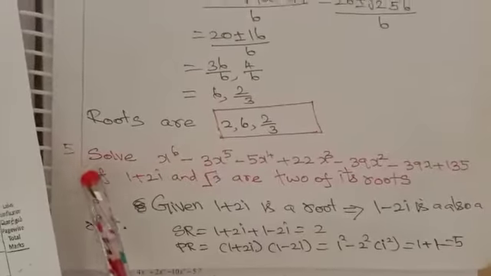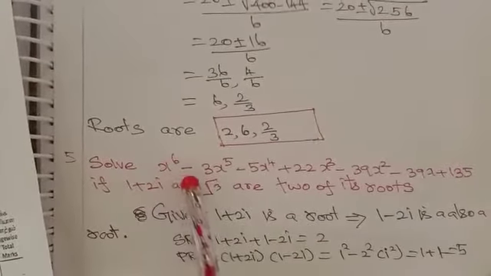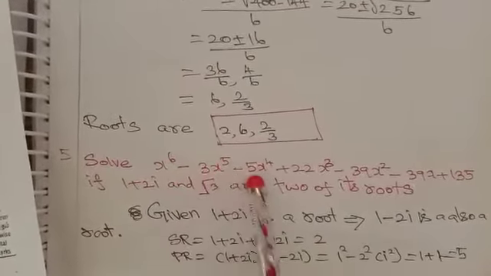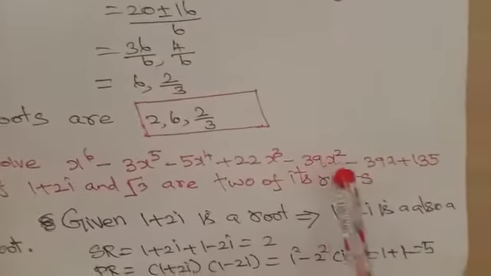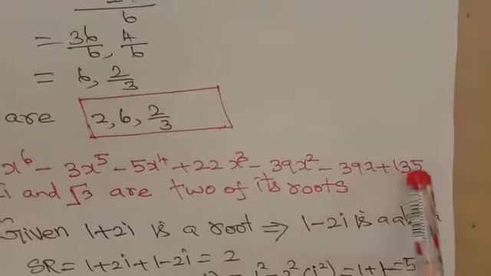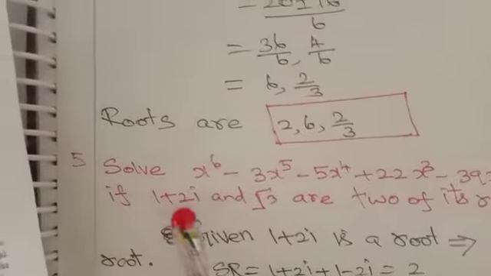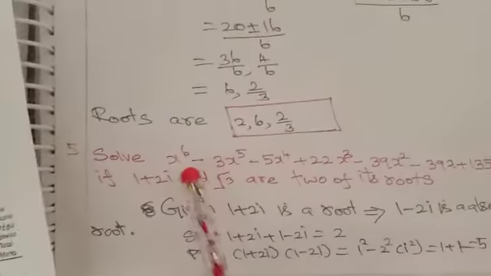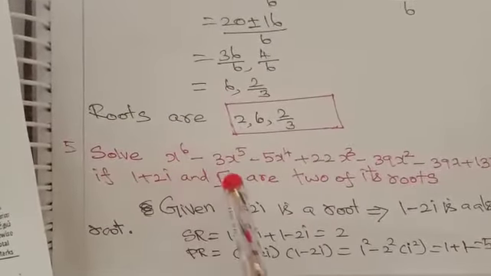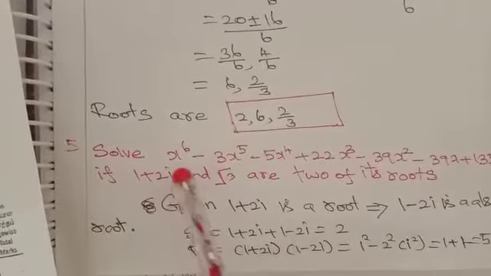So fifth sum, solve x power 6 minus 3x power 5 minus 5x power 4 plus 22x cube minus 39x square minus 39x plus 135 if 1 plus 2i and root 3 are two of its roots. So it is a 6-degree equation. Two roots are given. Our aim is to find the remaining 4 roots.